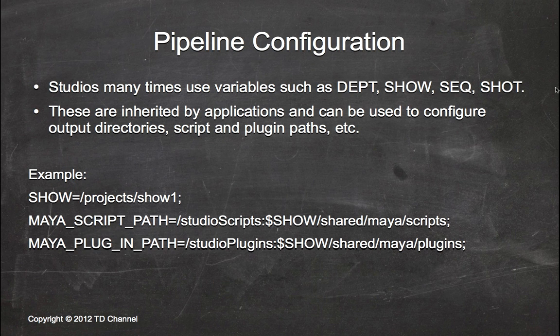Now, I also mentioned that environment variables can be used to configure a pipeline. So how could it be used? Well, from experience working in different studios, a lot of them use environment variables such as department, show, sequence, and shot, and all of these environment variables can be used to configure your system, the software configuration, output directories, plugin paths, all kinds of values.